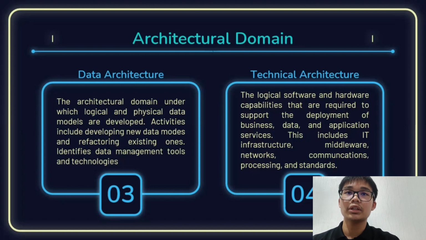And the last architectural domain is the technical architecture. The logical software and hardware capabilities that are required to support the deployment of business, data, and application services. This includes IT infrastructure, middleware, networks, communication, processing, and standards.